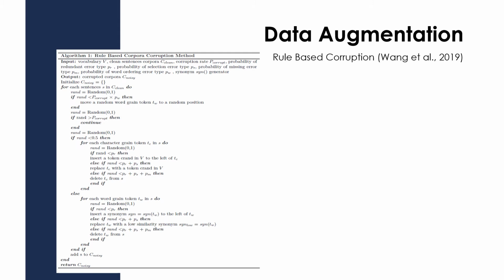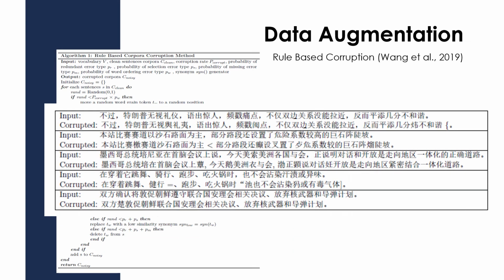We borrow the existing method, but make a little bit of changes. Our method performs both word-grain and character-grain corruption, and introduces a sentence-grain word ordering error to the corpora. And here's the result.